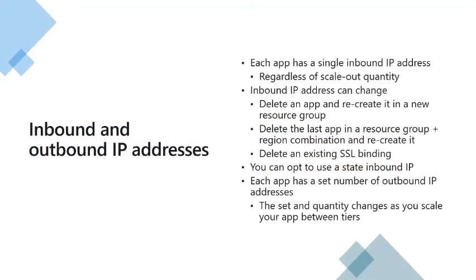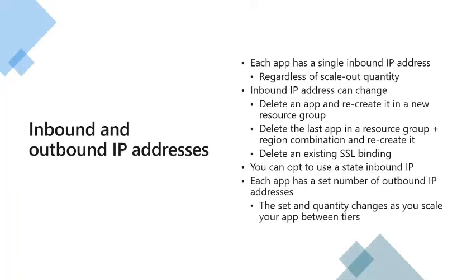Next is inbound and outbound IP addresses. Azure App Service is a multi-tenant service. Apps share network infrastructure with other apps. As a result, the inbound and outbound IP addresses of an app can be different and can even change in certain situations. Regardless of the number of scaled-out instances, each app has a single inbound IP address.